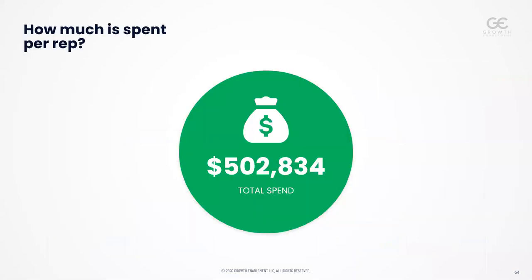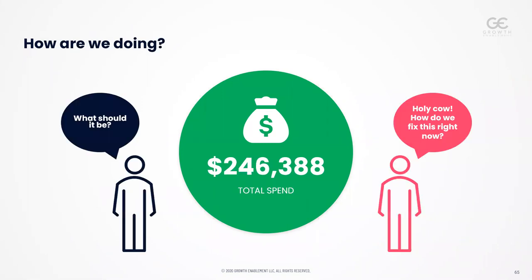So, how much is spent per rep? This is the $502,834. So what should it be? Let's pay off that last question here. The reason that we bring up that commercial ratio is that if you want to be in alignment with the optimum metric, which is 1.0, this is what this company should be spending. They should be spending $246,388, not $502,000. And basically that is the difference between the two.